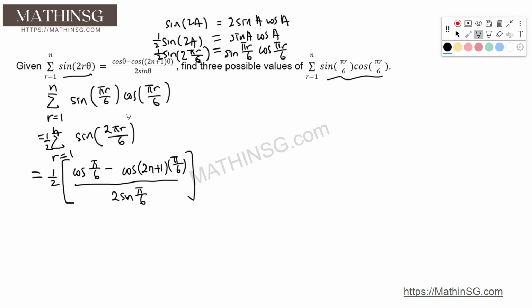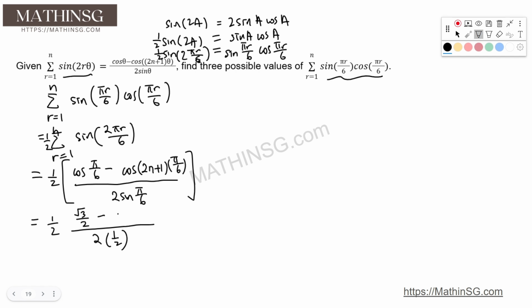Okay, so they ask for 3 possible values, right? So cosine π over 6 is a fixed value. 2 sine π over 6 is also a fixed value. The one that can give the 3 possible values comes from here. Alright, so let's do it. I first put in cosine π over 6, which is essentially root 3 over 2. Then sine π over 6 is half.